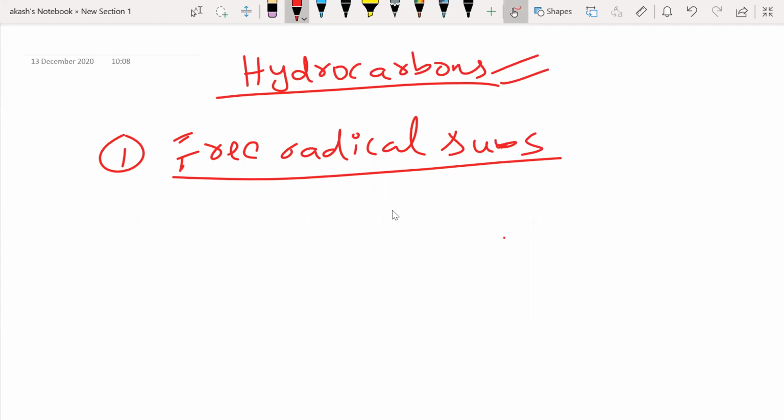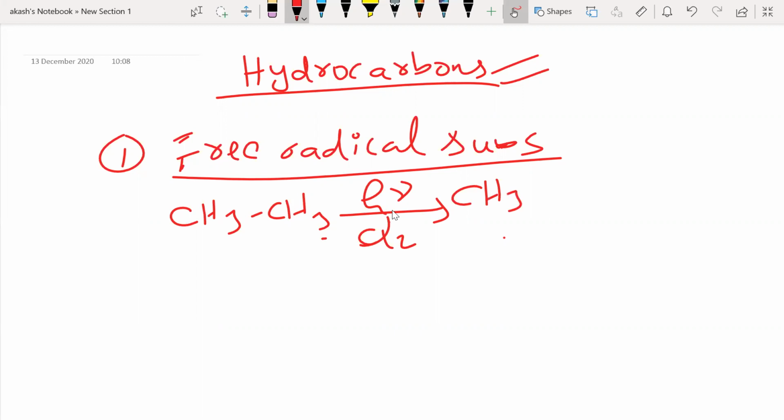One famous example: I have CH3, CH3 in the presence of light, H nu, and Cl2 also I have to put. Chlorine in the presence of H nu, and I know what is going to happen. We know this reaction. One of the hydrogen atoms gets replaced by a chlorine atom.